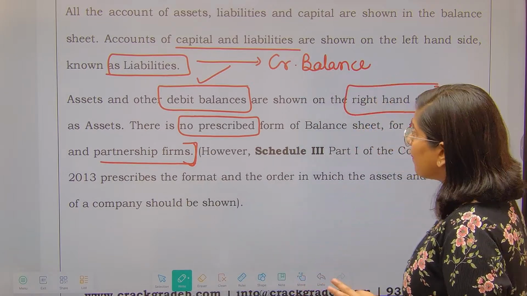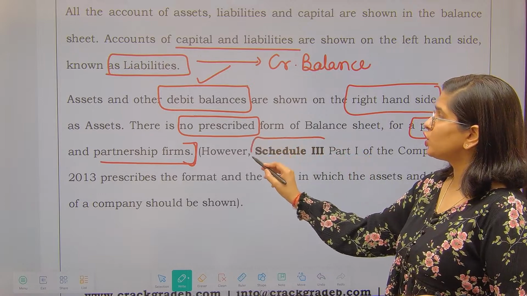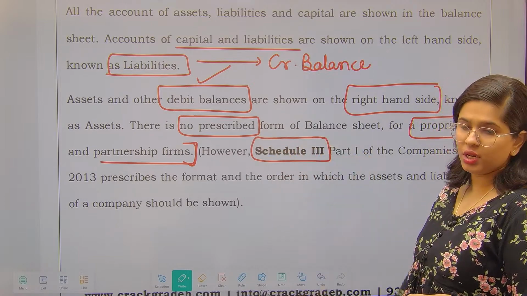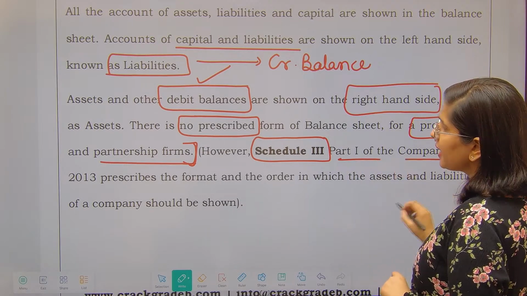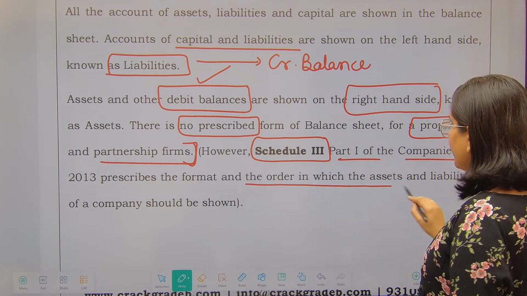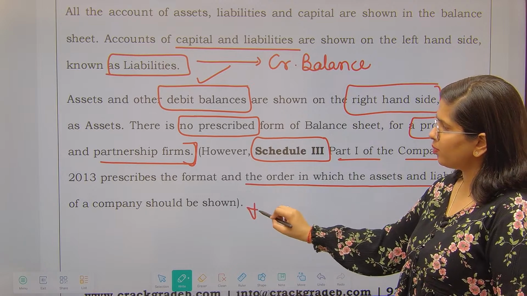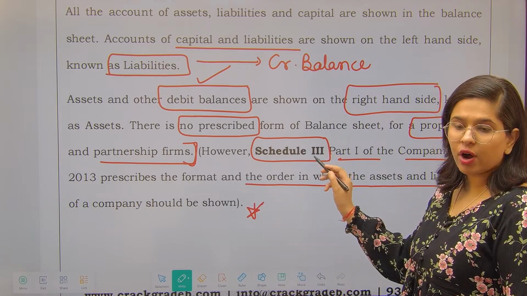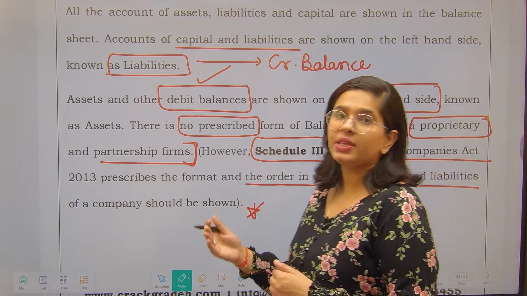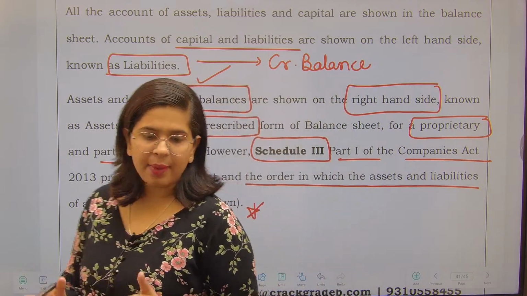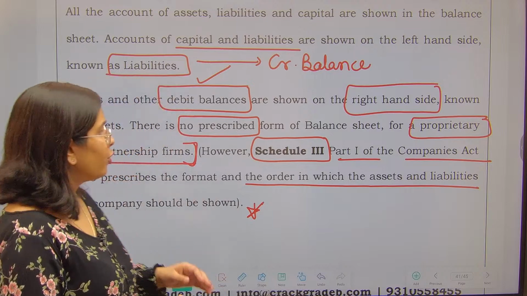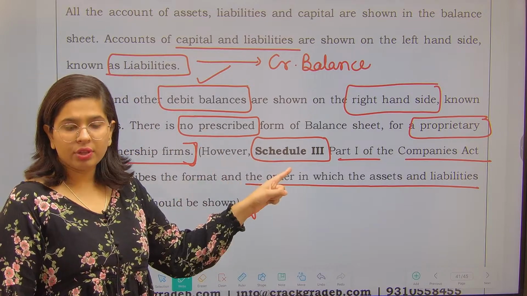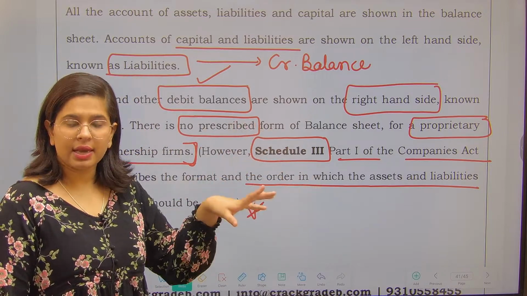But for a company, this question was also asked in the examination, Schedule 3 Part 1 of the Companies Act prescribes the format in which assets and liabilities should be shown. So this is for what? Schedule 3 of the Companies Act. आपका Companies Act आपको कहता है कि जब भी आप companies के account prepare करें, so you have to prepare like this. Schedule 3, Part 1, this is the Companies Act.